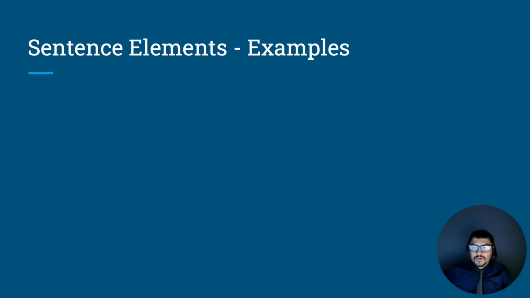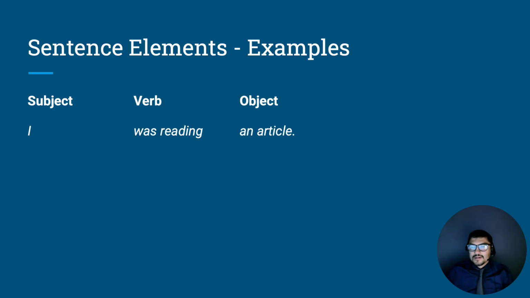Let's take a look at more structures. The classic subject-verb-object. This one is perhaps the easiest one. I was reading an article. So the subject is I, the verb is was reading. Again, we have an auxiliary and a main verb. And you can see how the subject, I in this case, is performing the action of reading. What is being read, or what is receiving the action? In this case it would be an article.